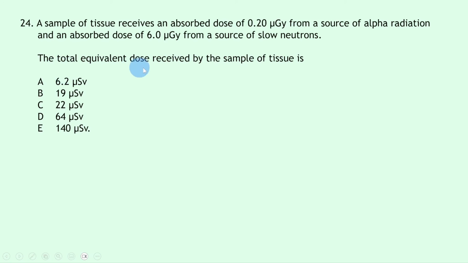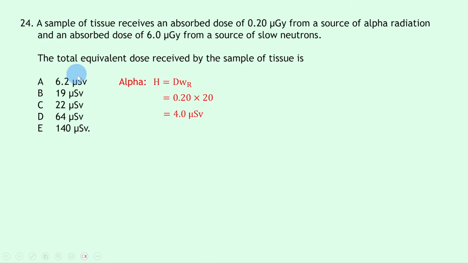Well, to find the total equivalent dose here, because we've got two different types of radiation, we need to use two equivalent dose calculations. So starting with the alpha radiation first, we can use our equation for equivalent dose in terms of absorbed dose and radiation weighting factor. So that's H equals D Wr, and then substituting in our numbers, we have 0.20 for the absorbed dose times 20, which is the radiation weighting factor for alpha particles from the datasheet. And putting that into your calculator or doing it in your head should give you an answer of 4.0 microsieverts.